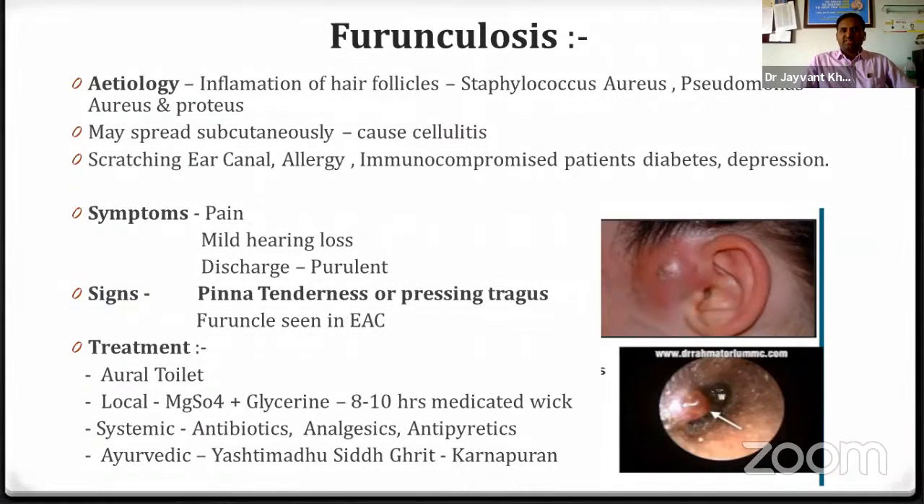pain will radiate throughout the cartilaginous area. So pinna tenderness is there. Aural toilet means cleaning of the external auditory canal with the help of probe and cotton. Local treatment: a magnesium sulphate glycerin medicated wick is inserted for 8 to 10 hours. With the help of the wick, you reduce the swelling and pain of the furuncle.